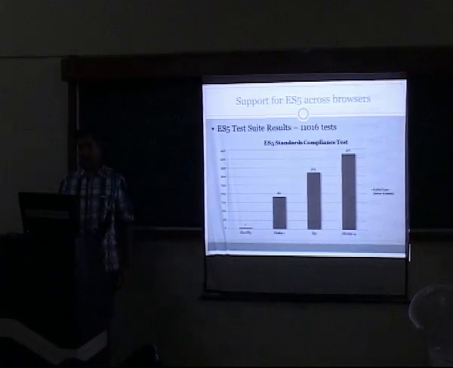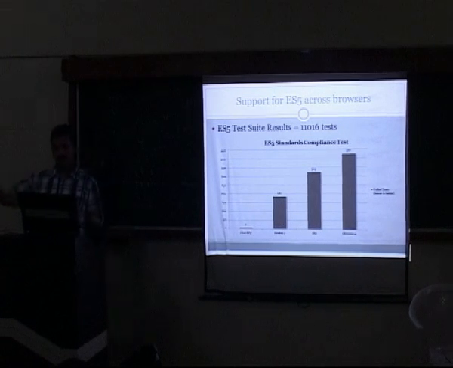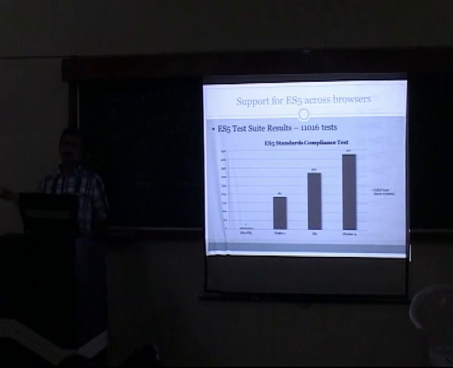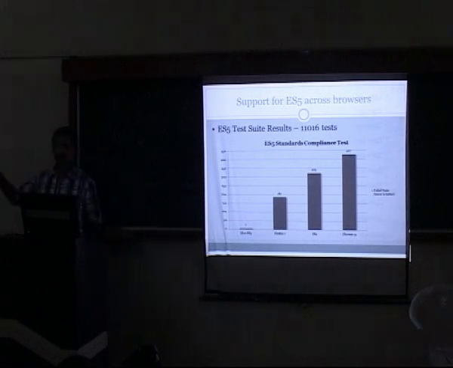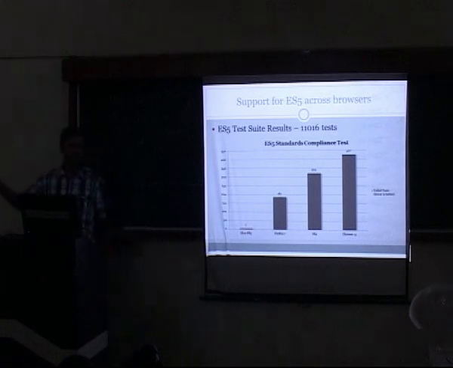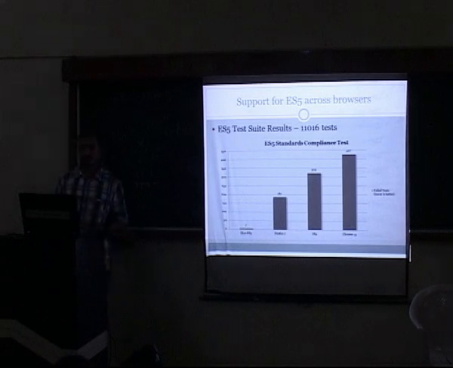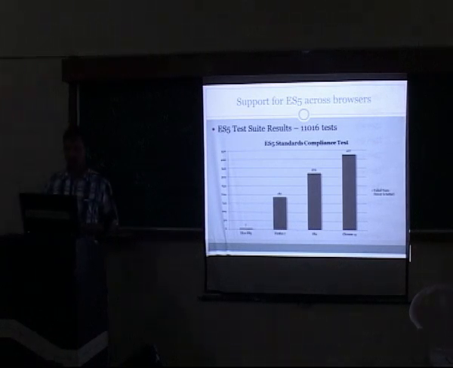IE10 PP3 seems to have a very good, compliant implementation of ECMAScript 5. Surprisingly, Chrome is lagging in this particular metric. But what you will notice is that this is a pretty good compliance level. Even if you consider Chrome 14, which has 427 failures, that's relative to 11,016 test cases. That's a pretty good ratio. So as far as browser support is concerned, modern browsers have great support for ECMAScript 5, right?